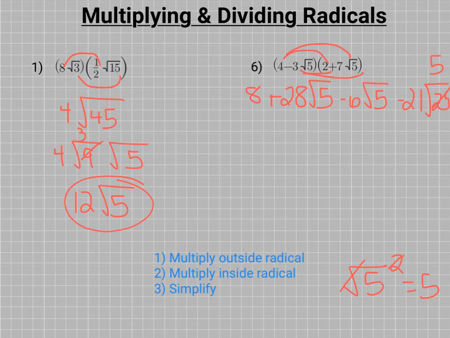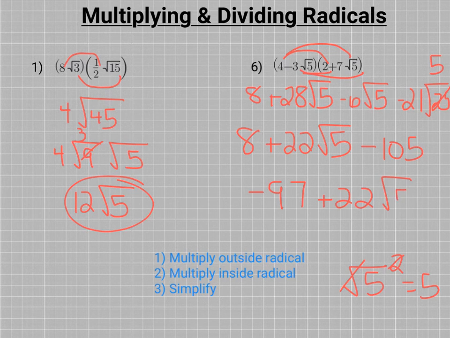All right, so for right now, I'm just going to bring down my 8. I can combine 28 radical 5 and negative 6 radical 5 to give me positive 22 radical 5. And then over here, the negative 21 times 5 is negative 105. All right, and then I can just finish combining my like terms. 8 minus 105 is negative 97, so it leaves me with negative 97 plus 22 radical 5.